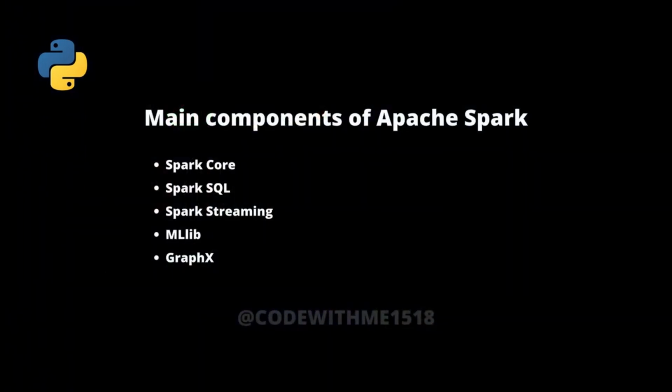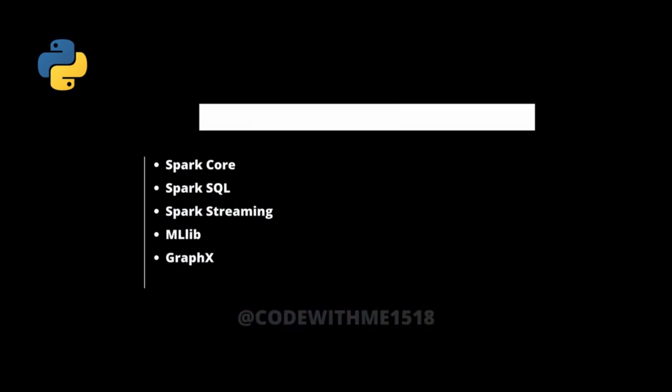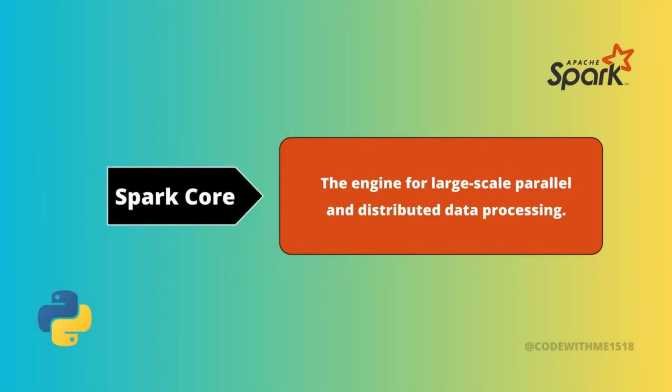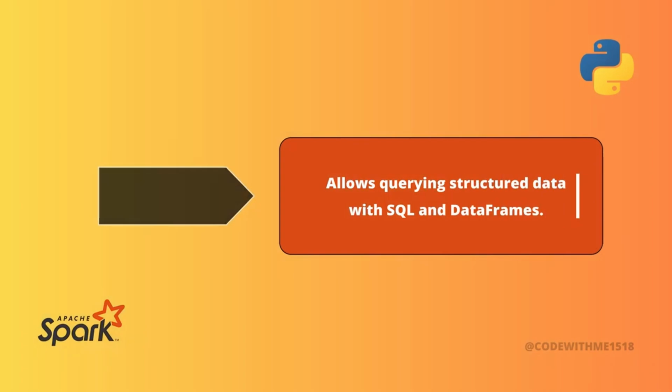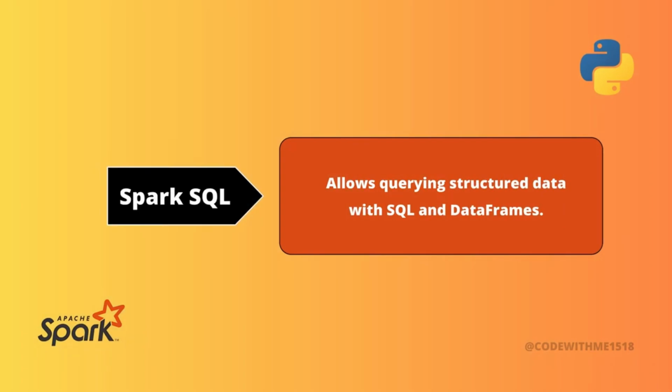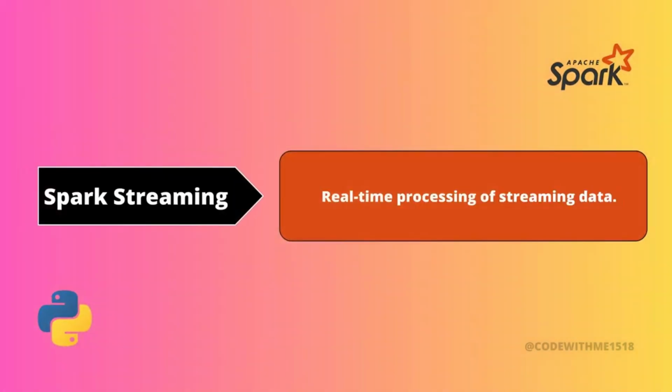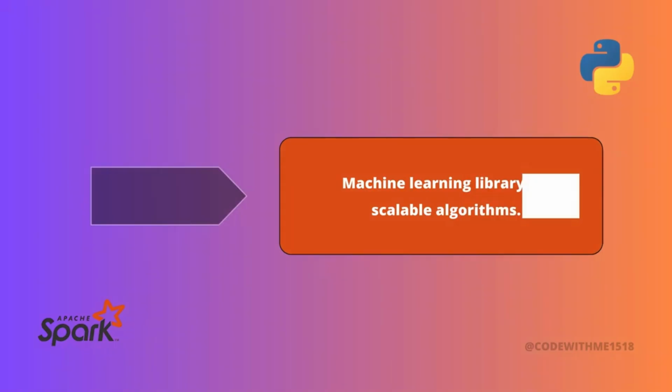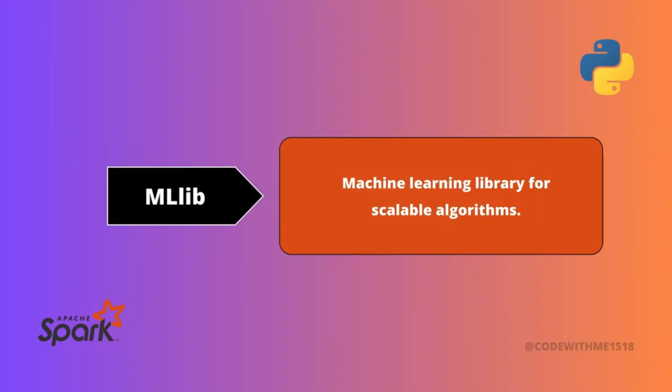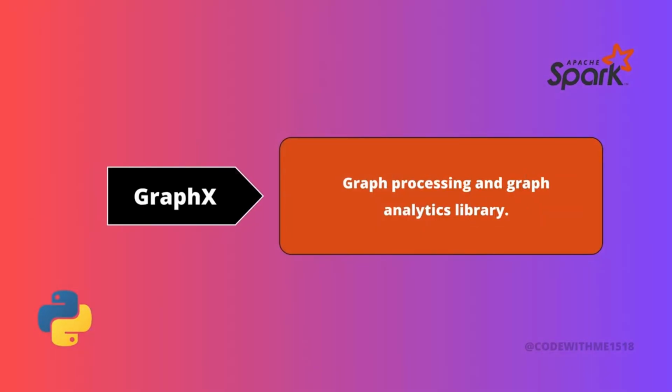Here are the main components of Apache Spark. Spark Core, the foundation of the Spark framework, responsible for basic functionalities like task scheduling and memory management. Spark SQL allows querying structured data using SQL or the DataFrame API. Spark Streaming enables real-time data processing. MLlib, a library for machine learning on Spark. GraphX, for graph processing and analytics.